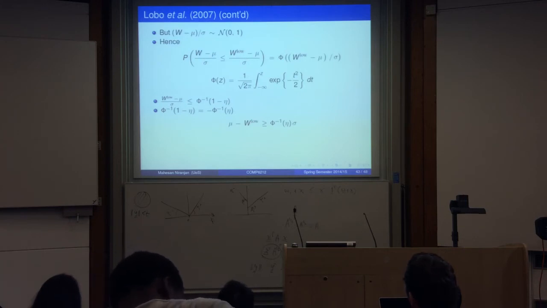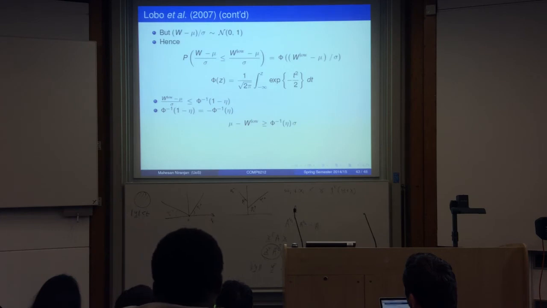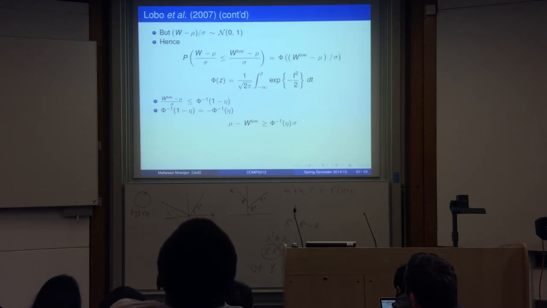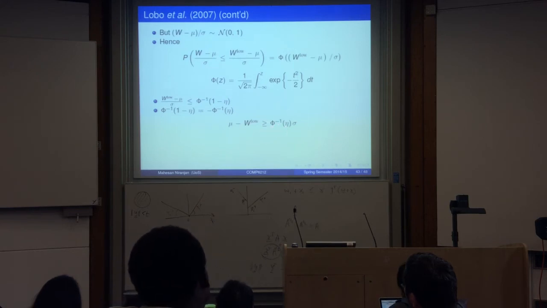I said my wealth being bigger than a threshold should be confident, this should happen. That probabilistic statement translates into an inequality like this, all of which I can look up. W low is what I specified. The mean comes from the properties of my portfolio behavior. Sigma comes from the properties of my portfolio behavior. This is the inverse of the cumulative density function, and this eta is also something I specified.